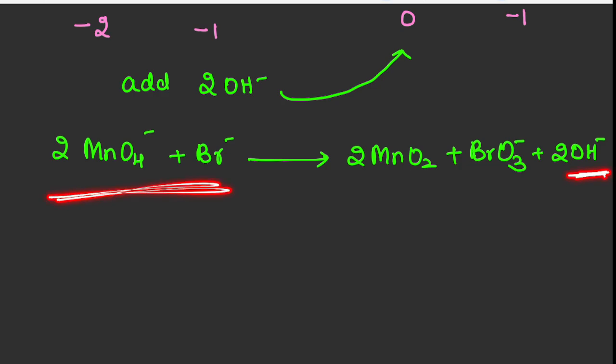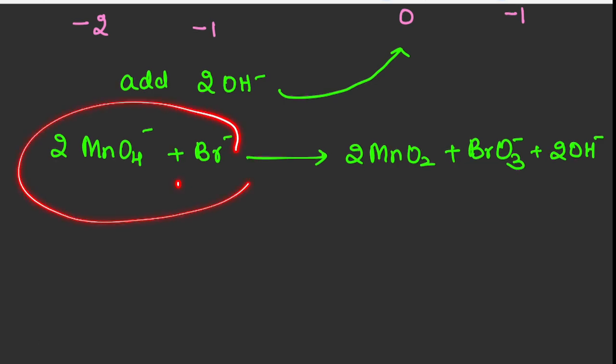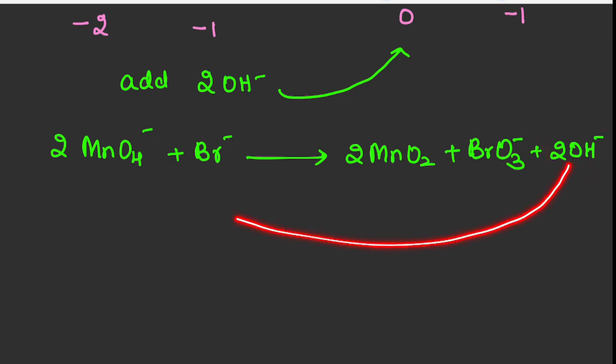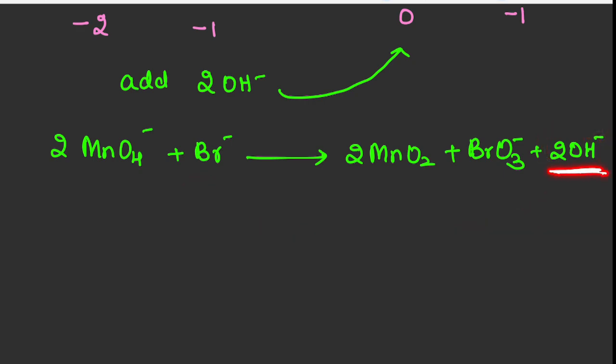Now you have to add water on the other side because you have to balance hydrogen. This side you have hydrogen, on the other side there is no hydrogen. So to balance the hydrogen, you have to add water on this side. How many times water you will add depends on this. If you have added 2 times, you have to add half the number of water on the other side. If it is 2, we add 1 time water. Suppose if it is 4, then we add 2 times water. Since 2 times OH minus, half of 2 will be 1. So I add 1 time water, H2O, on this side.